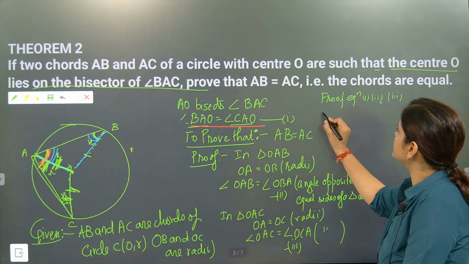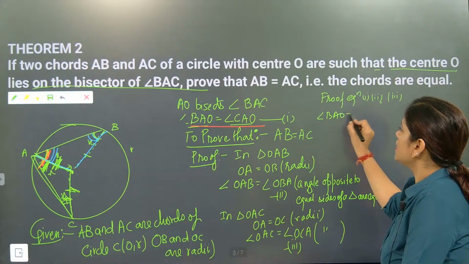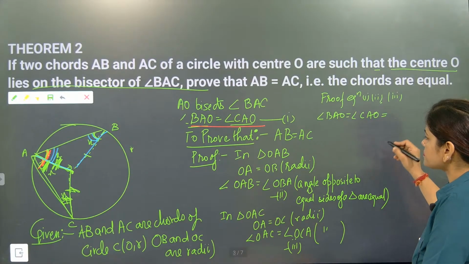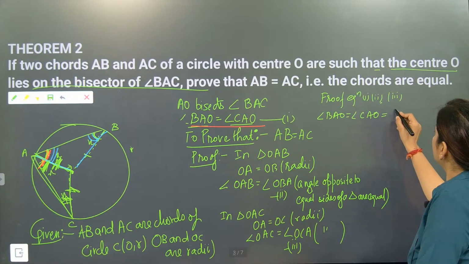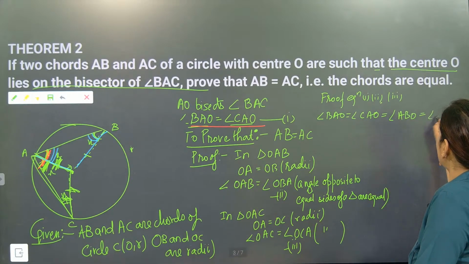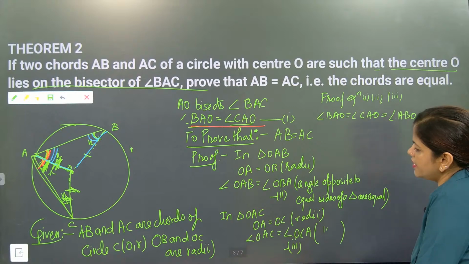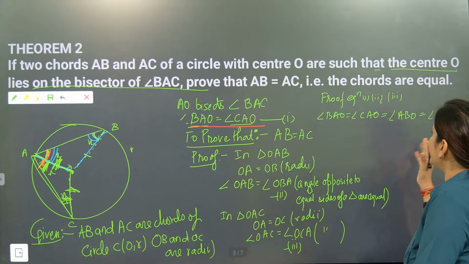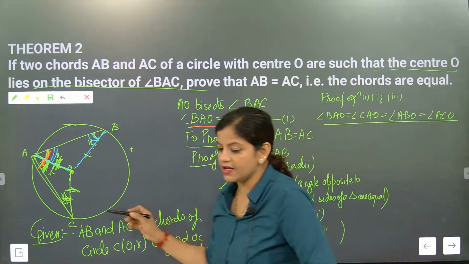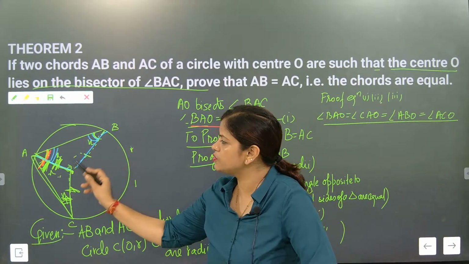So we can say angle BAO is equal to angle CAO is equal to angle ABO is equal to angle ACO. All angles are equal. Done. Now we are going to take these two triangles.